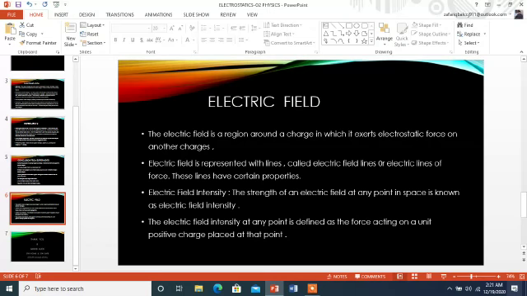So with the help of a test charge, we can check whether the electric field exists or does not exist at any point which is under observation.